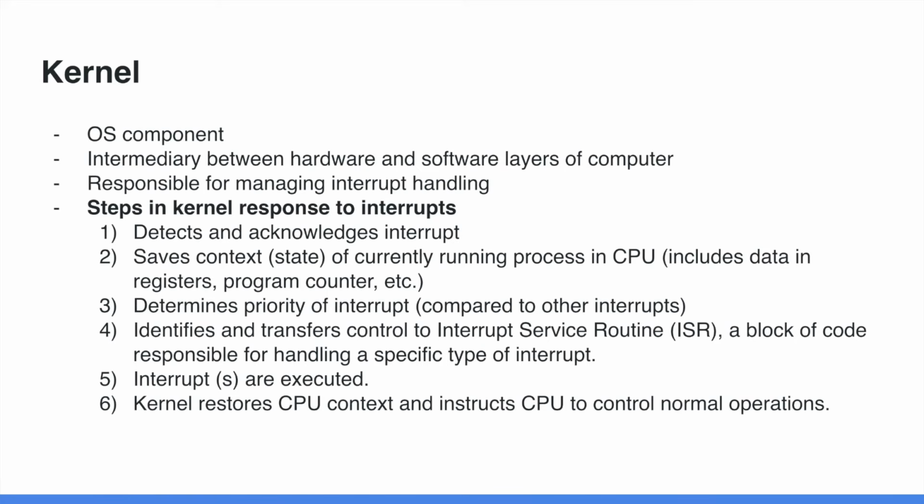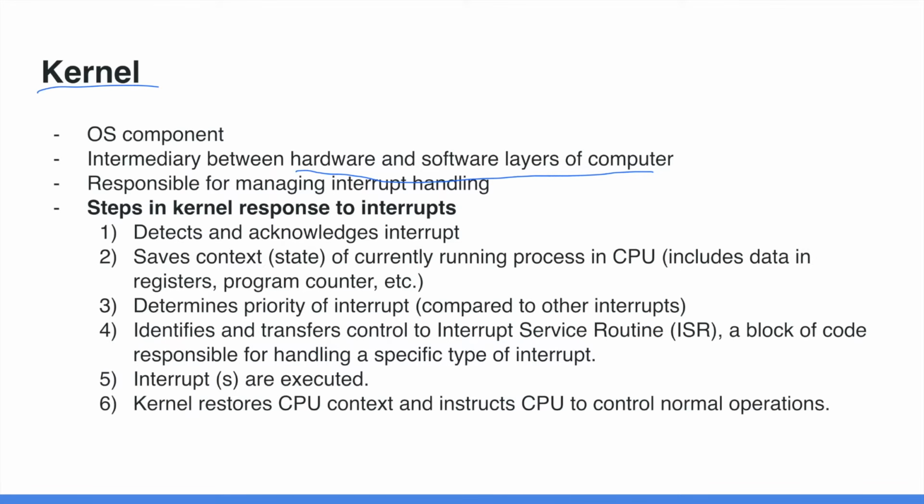Now, one aspect of the operating system that's super important in dealing with interrupts is the kernel. This is an OS component that's basically an intermediary between the hardware and software layers of the computer. So think about the software layers as what's in the operating system and the hardware as just the components in the computer, right? And kernels, among many other things, are responsible for managing interrupt handling. So here's how a kernel responds to interrupts.